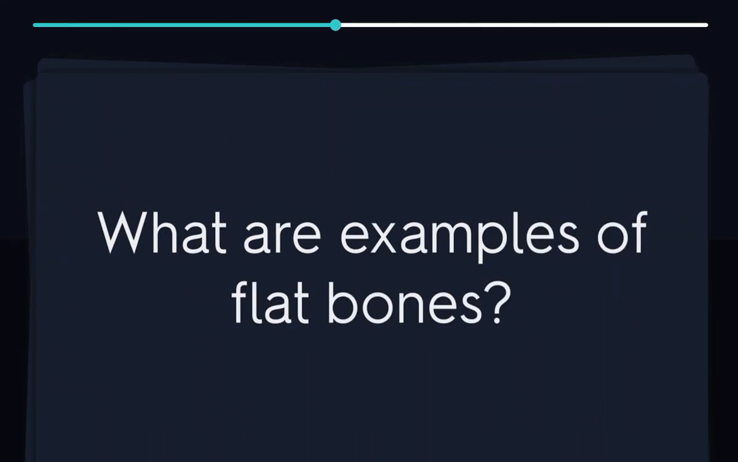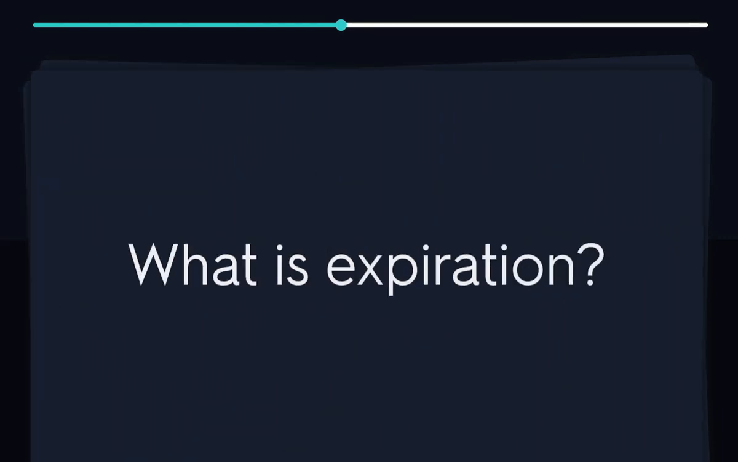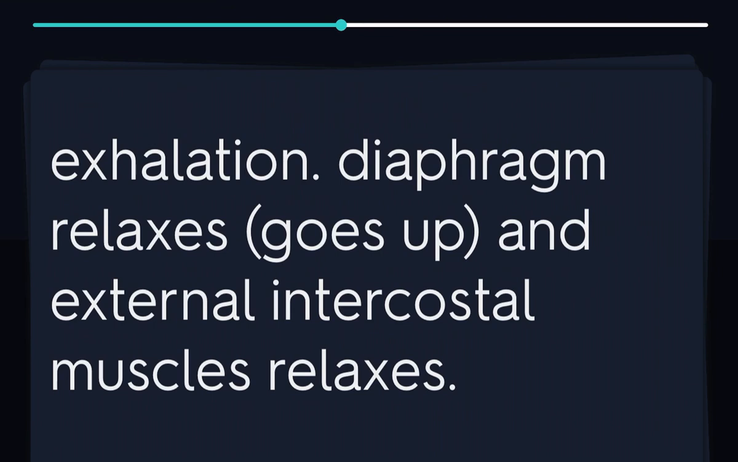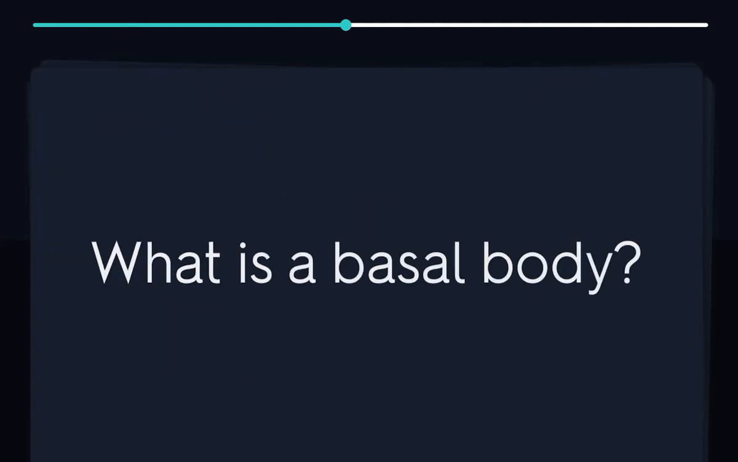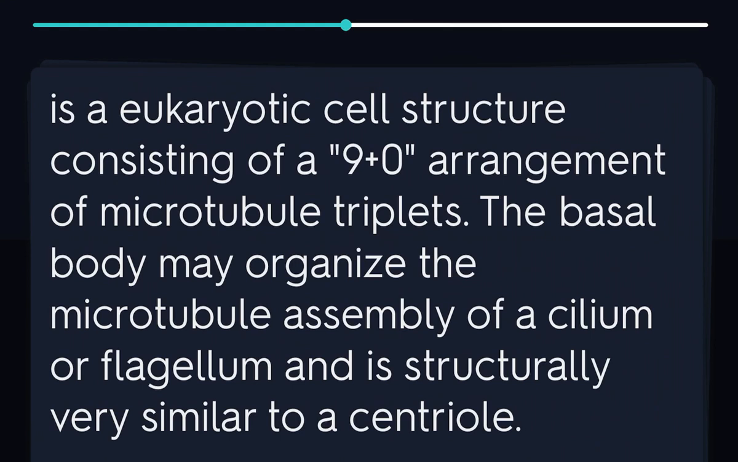What are examples of flat bones? Skull, ribs, sternum, hips, and scapula. What is expiration? Exhalation. Diaphragm relaxes and external intercostal muscles relax. What is a basal body? Is a eukaryotic cell structure consisting of a 9+0 arrangement of microtubule triplets. The basal body may organize the microtubule assembly of a cilium or flagellum and is structurally very similar to a centriole.